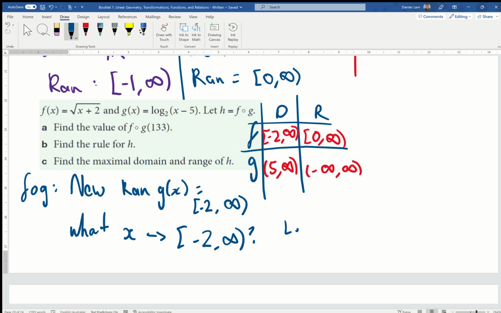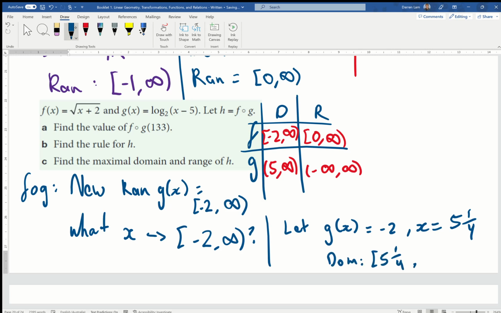Now, if I let g of x equal -2, sorry, because that's my lower range, x, and I'm sure you can solve it yourself, is equal to 5¼. That's just simple substitution, you already know that. So the domain of my function is therefore 5¼ to infinity. So just to recap the steps there, what I've done is I've restricted my g of x range by the domain of my f of x, because -infinity to infinity is actually outside of the domain of -2 to infinity.